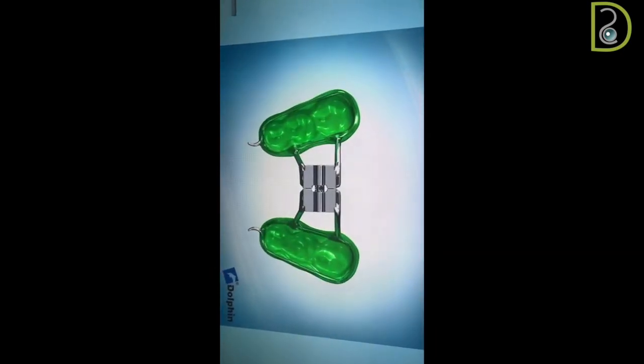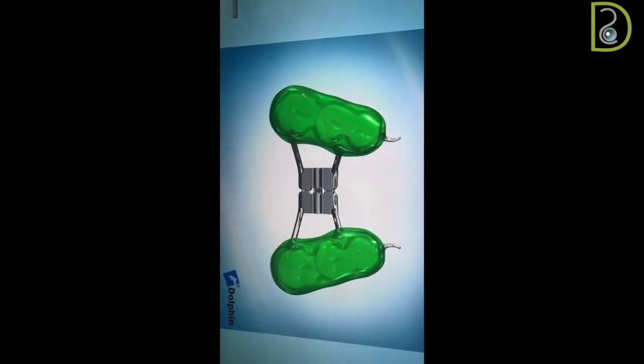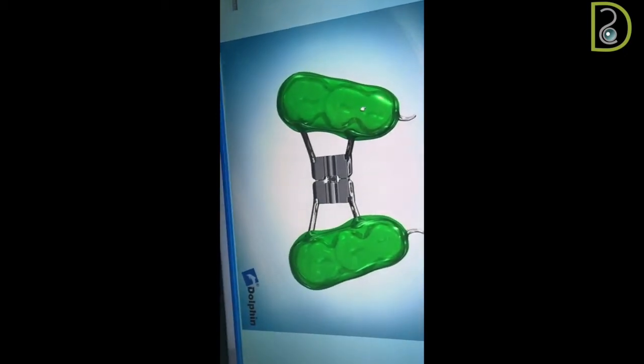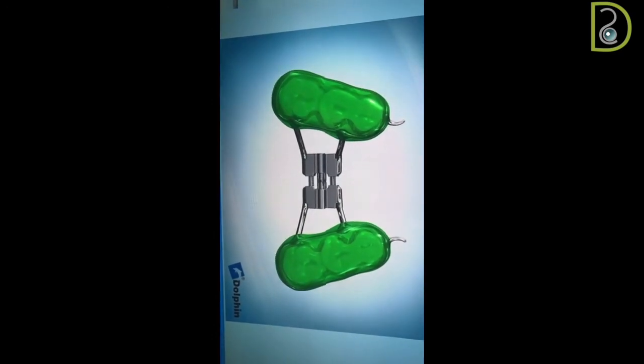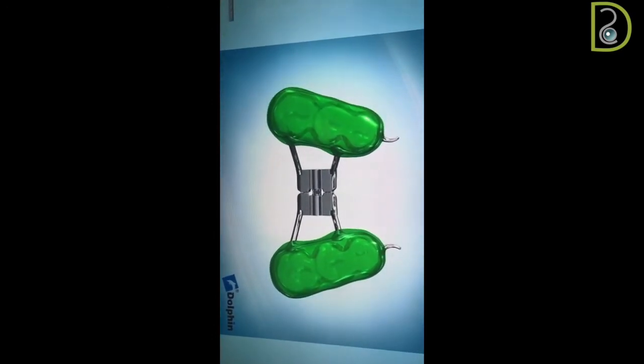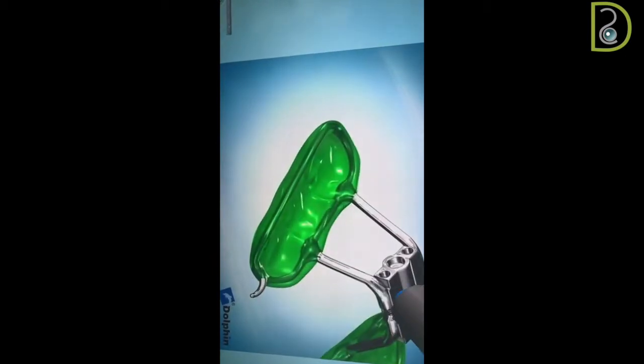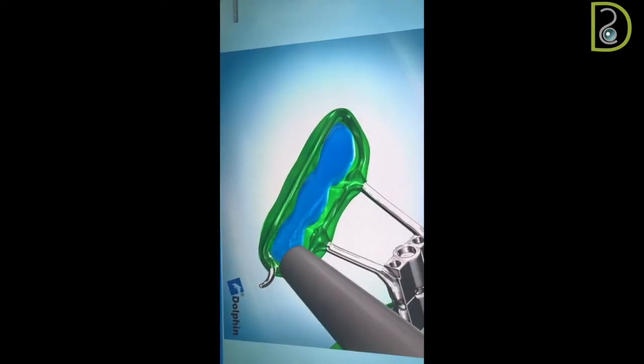Now, this is the bite block that I'm talking about. You have acrylic coverage that covers the teeth. Now, what it will do for the patient, as you expand, it will also intrude the teeth.